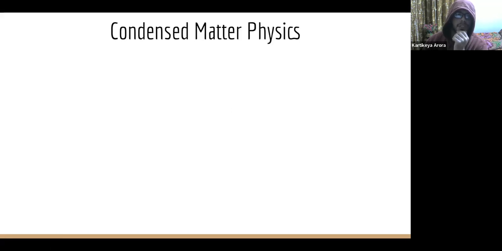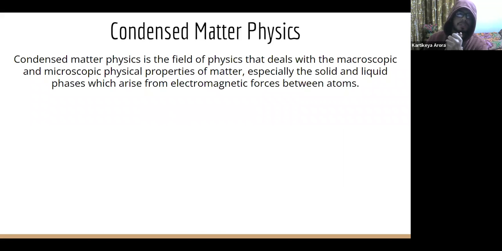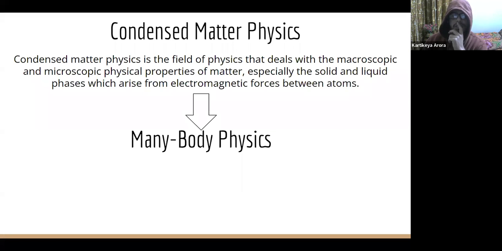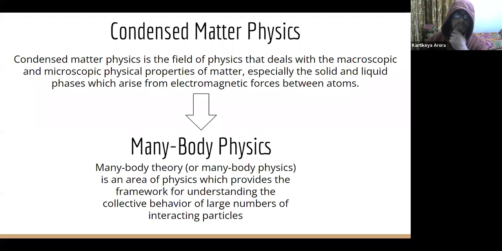So we now come to what condensed matter physics is. Condensed matter physics is a field of physics that deals with macroscopic and microscopic physical properties of matter, especially the solid and liquid phases, hence the name condensed, which arise from electromagnetic forces between atoms. A subset of that is called many-body physics. Many-body physics, or many-body theory, is an area of physics that provides the framework for understanding the collective behavior of a large number of interacting particles.